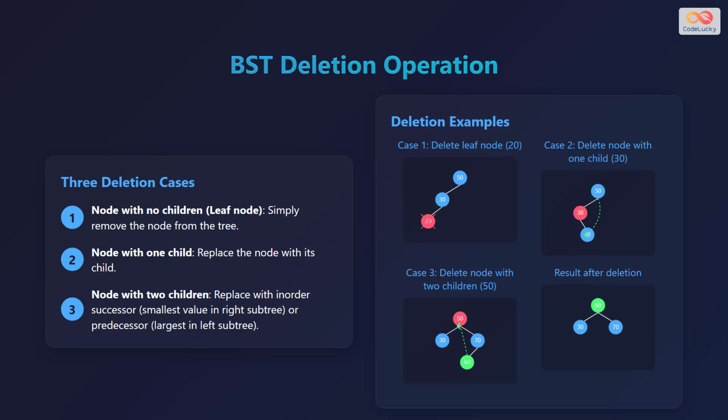Case 1, to delete the leaf node 20, simply remove it from the tree. Case 2, to delete the node 30, which has one child, replace it with its child 40. Case 3, to delete the node 50, which has two children, replace it with its Inorder successor 60. The result after the deletion is illustrated.